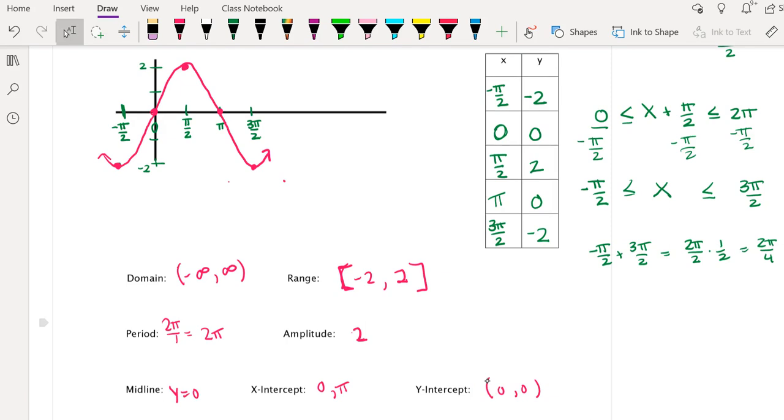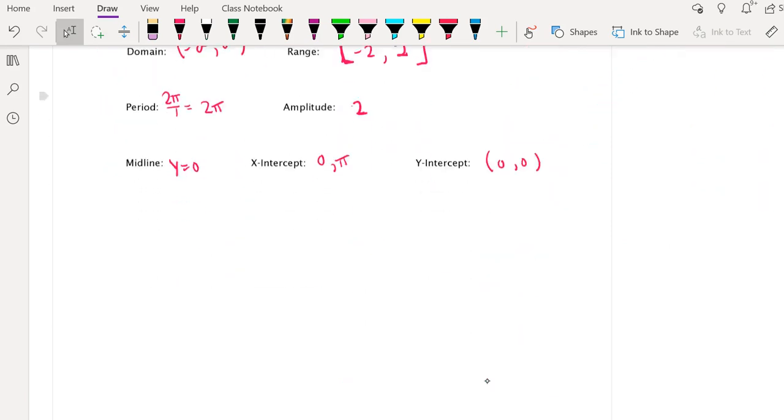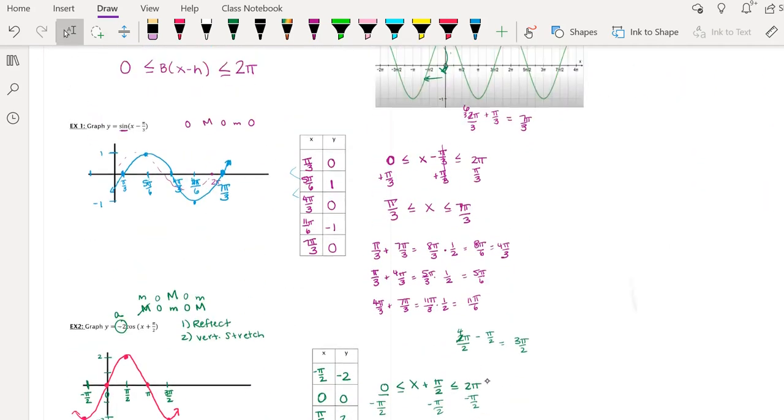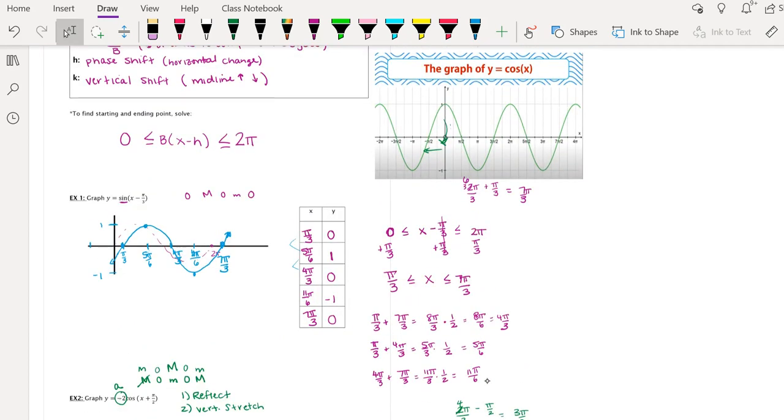Okay? All right, so that's the notes. The main thing is, for this shift, you're going to have this part right here where you have to set it equal or in between 0 and 2 pi.